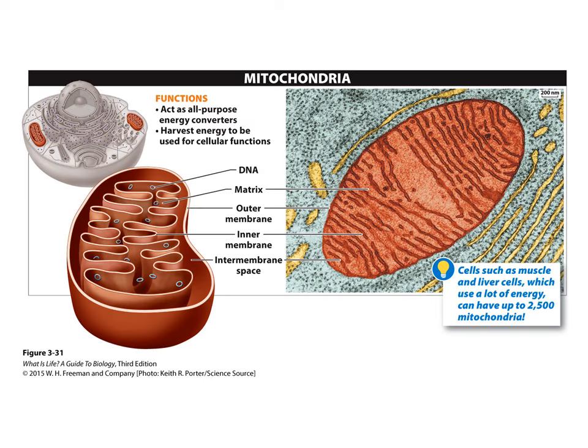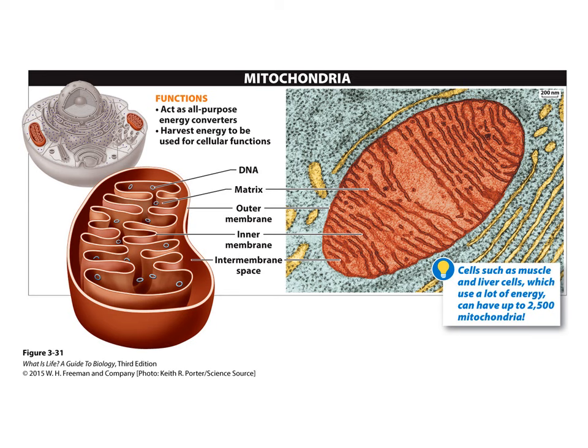Next is the mitochondria. These are the cell's all-purpose energy converters. They're present in virtually all plant cells, all animal cells. Every single type of eukaryotic cell has mitochondria. A lot of people think that plants don't have them because plants have chloroplasts, but they do indeed have these.